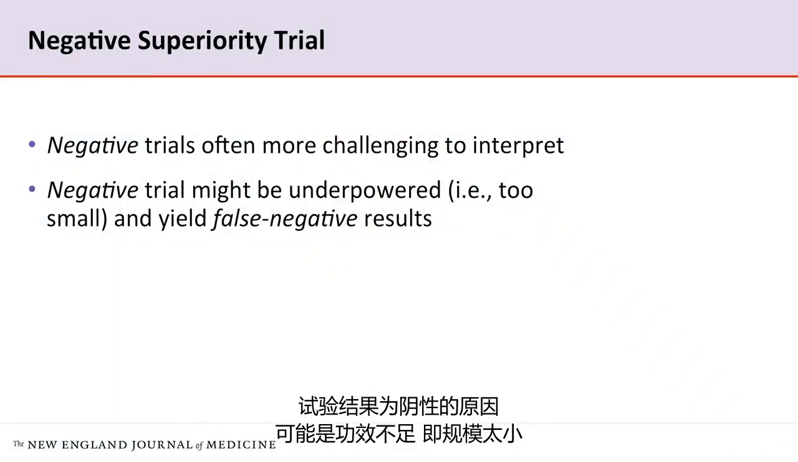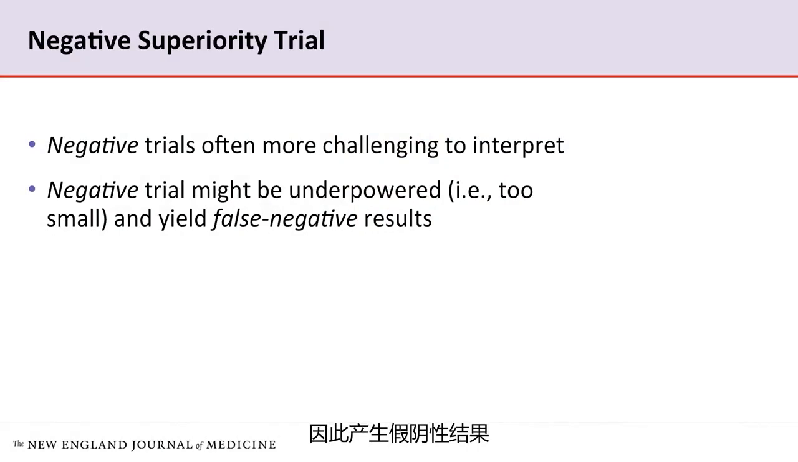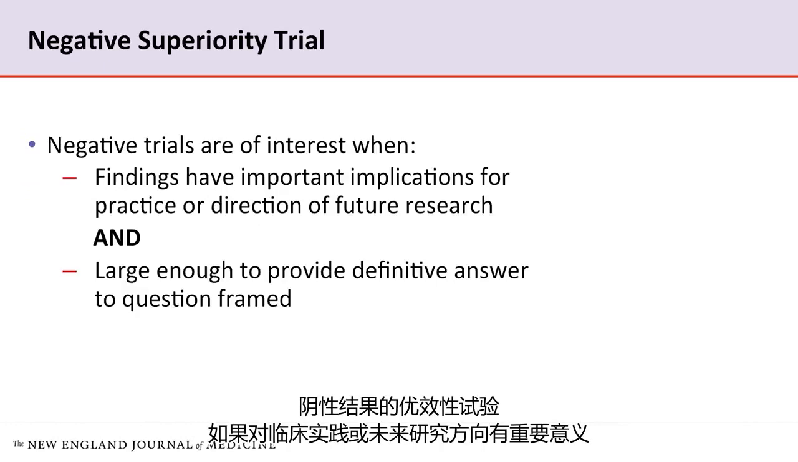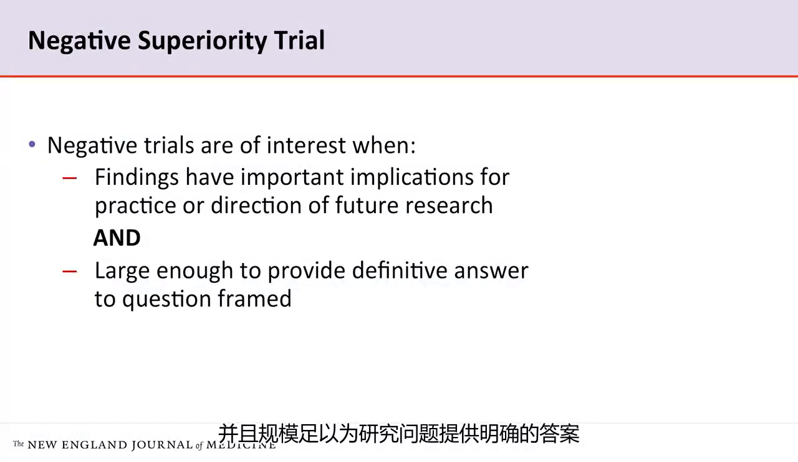A trial could be negative because it was underpowered, that is, too small, and therefore could yield false negative results. Negative superiority trials are typically of interest when findings have important implications for practice or the direction of future research, and they were large enough to provide a definitive answer to the research question.